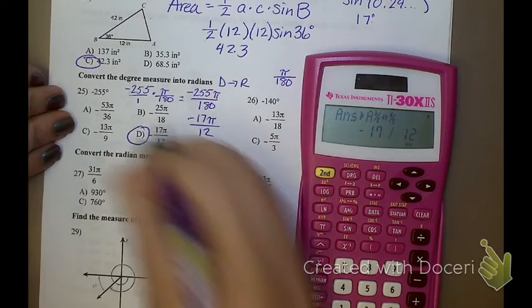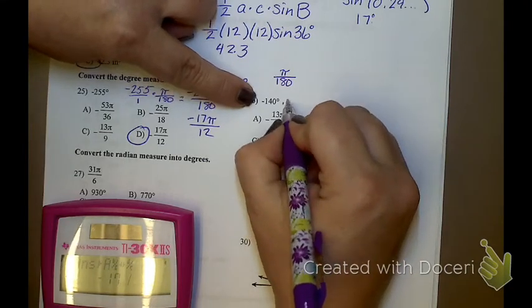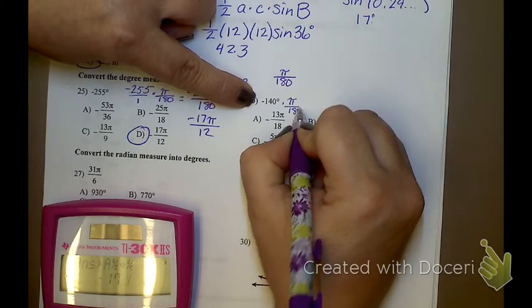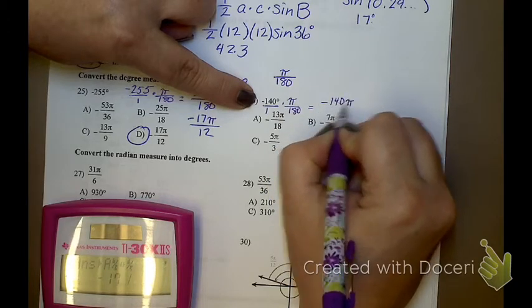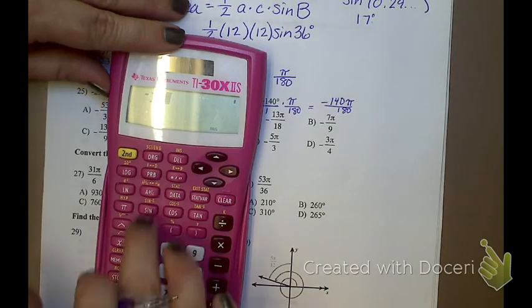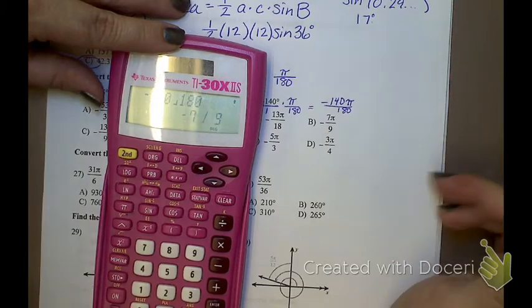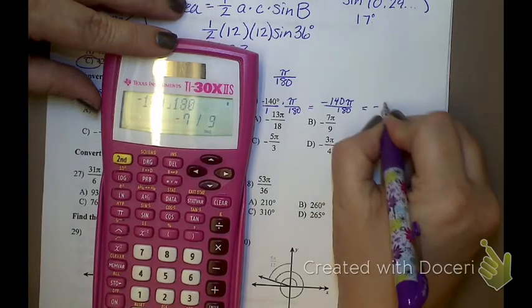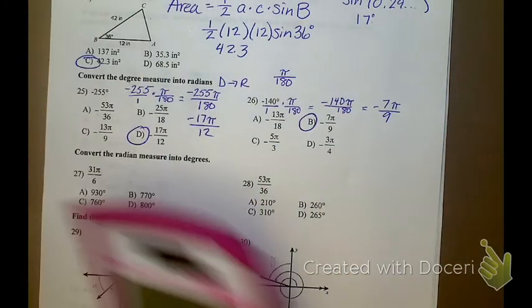And that's option D. Negative 140, same thing, multiply by pi over 180. That gives me negative 140 pi over 180. I'm going to reduce negative 140 over 180, negative 7 pi over 9, and that's B.